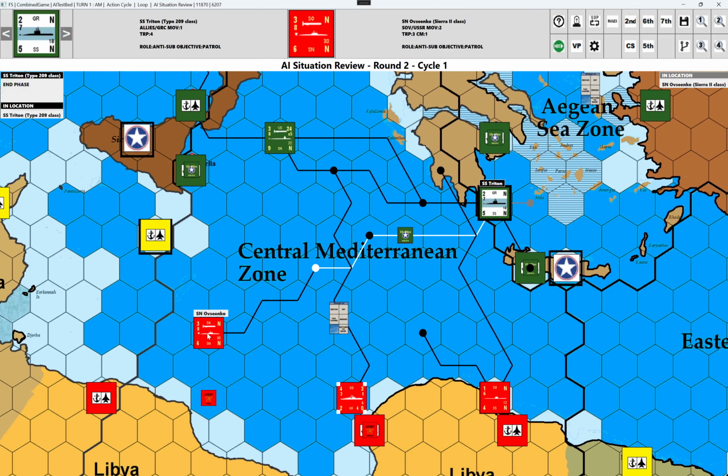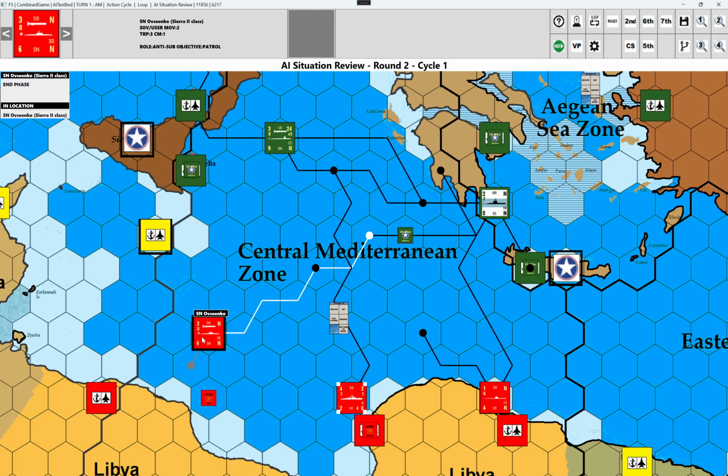So he did get moved. He started here, and now he's moved from here. He's up here, and he's moving toward here. Same thing with this group.